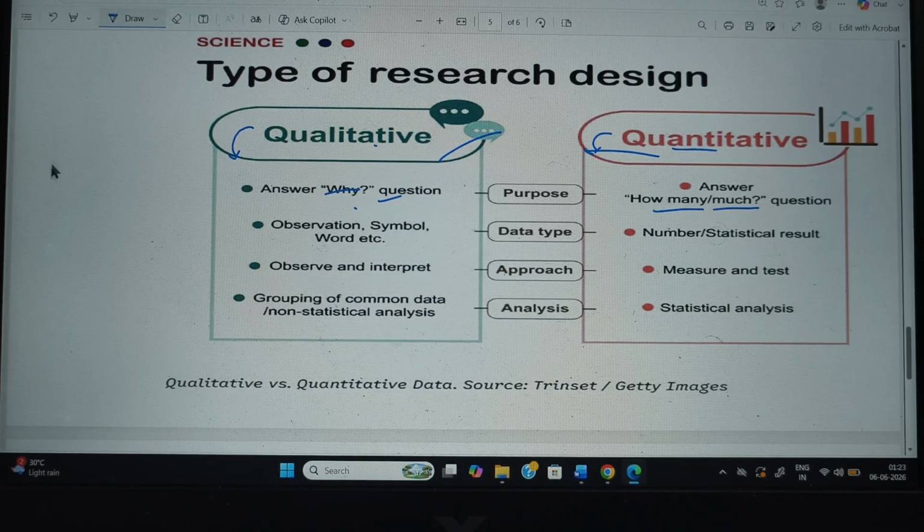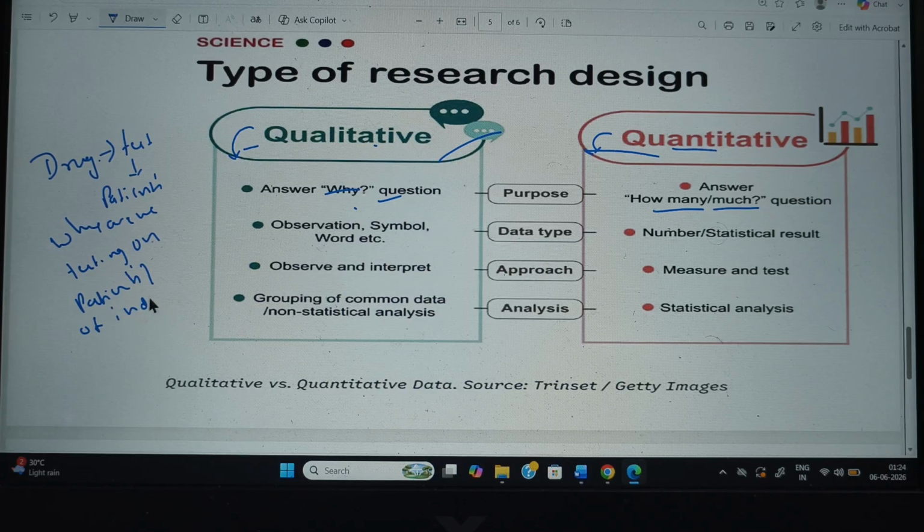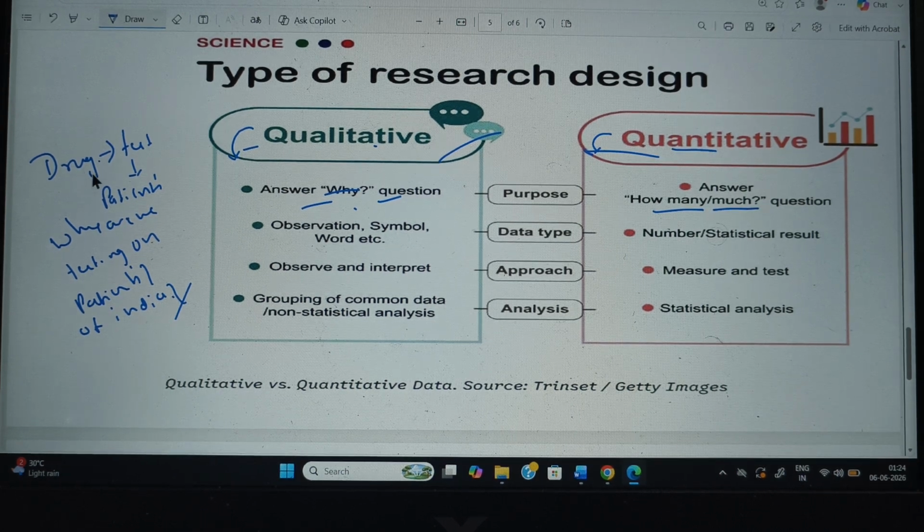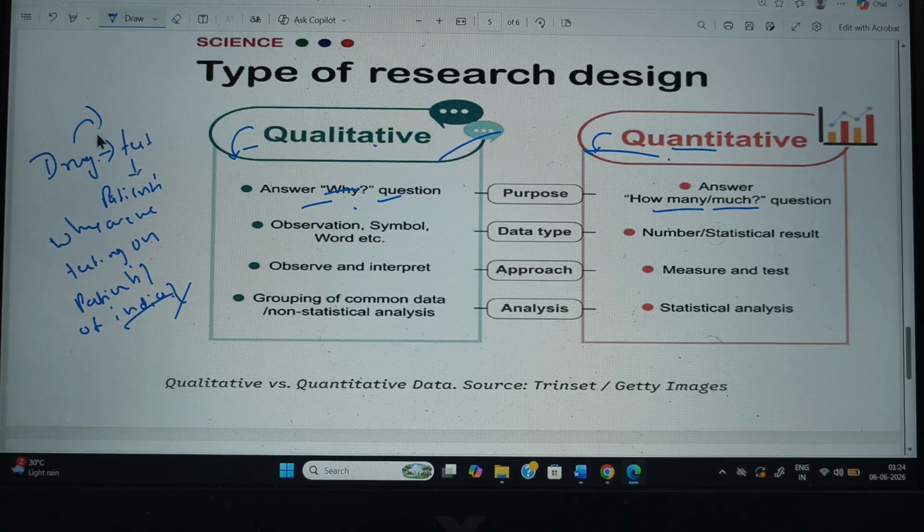For example, you have a drug that you want to test on patients. The qualitative variable defines why: why are we testing on patients of India? I hope you understand this question: why are we testing this drug on a specified population? In this example, I took India, but you can take any state or any country, that doesn't matter. And quantitative defines how many patients we are doing it on. Hope you got an answer for this.